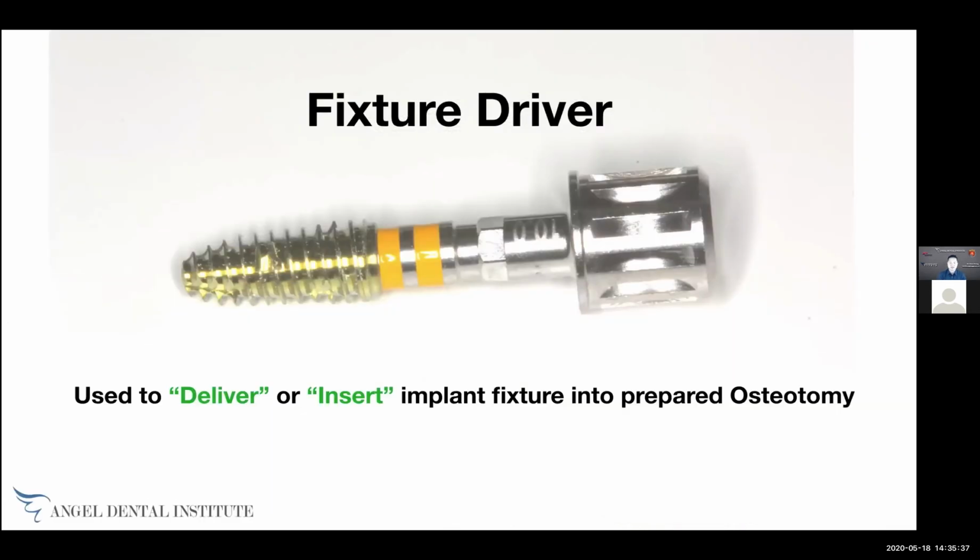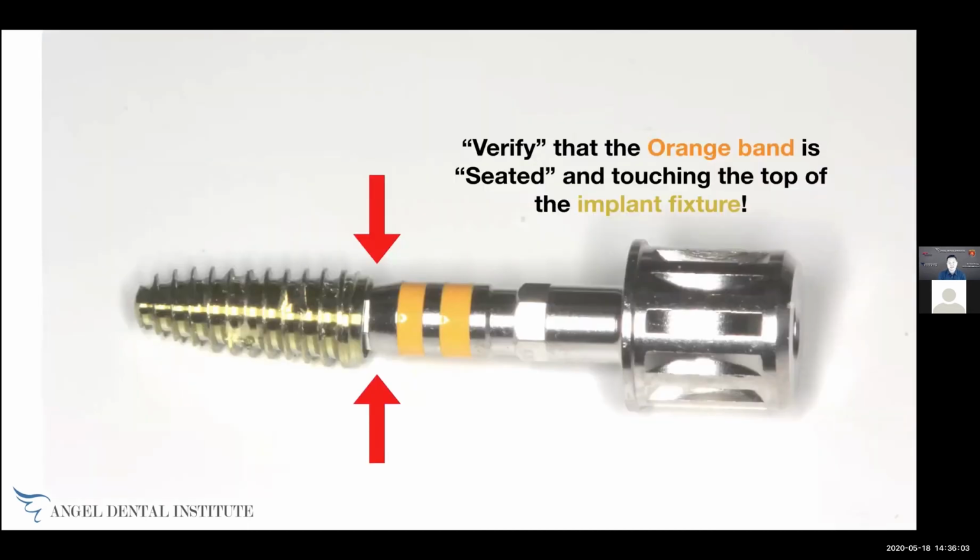Implant fixture driver, that's the silver component there, used to deliver or insert the implant fixture into the prepared osteotomy. Here, what I want you to look at is that the yellow implant is actually a dummy fixture. It doesn't come with that. But if you see where the yellow fixture butts up against the yellow marking on the fixture driver, that's what you want. You don't want a situation like this where it's not touching. So you have to make sure the implant, or the orange line here, is all the way touching the implant fixture to make sure it's seated. If you don't do that, then you're gonna drop the implant when you're delivering.